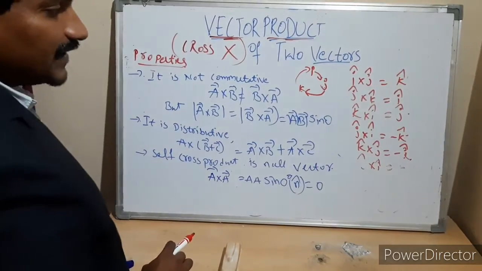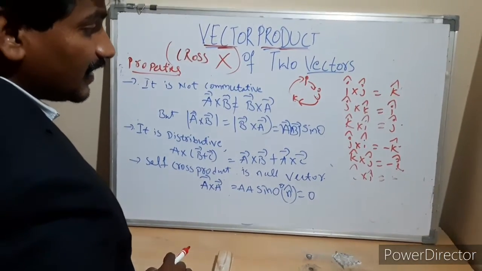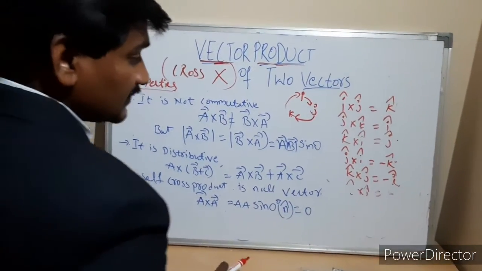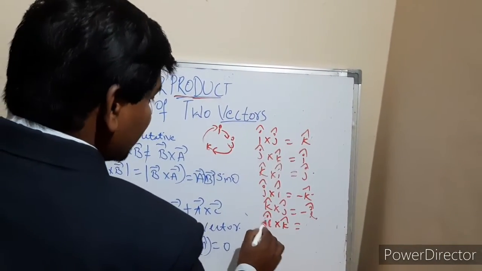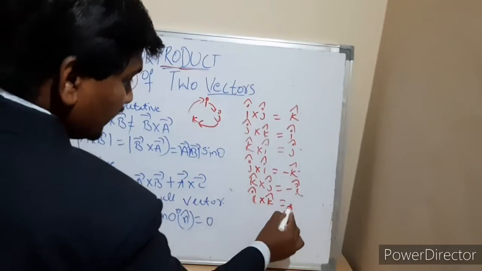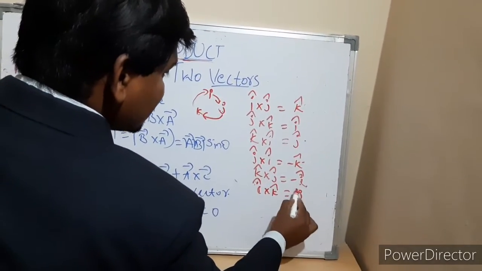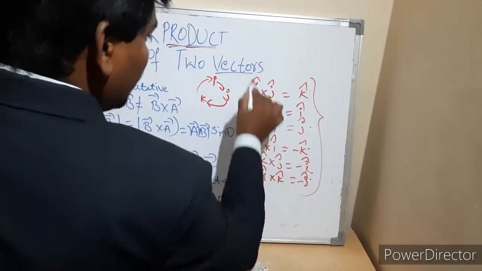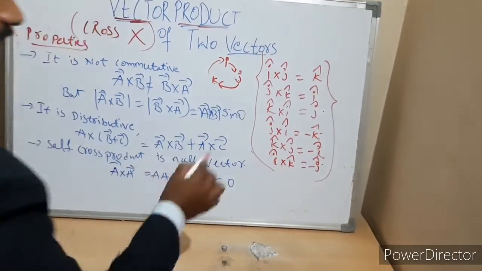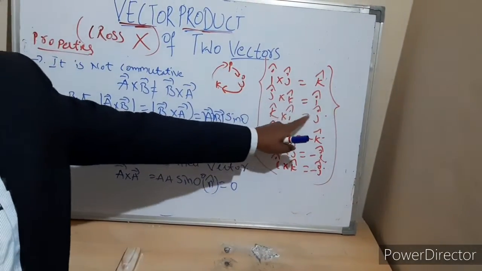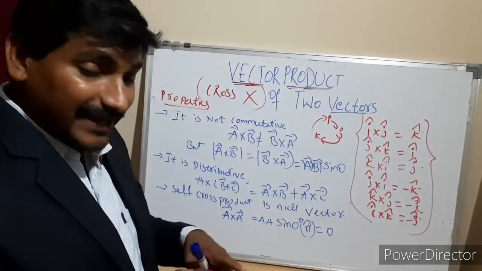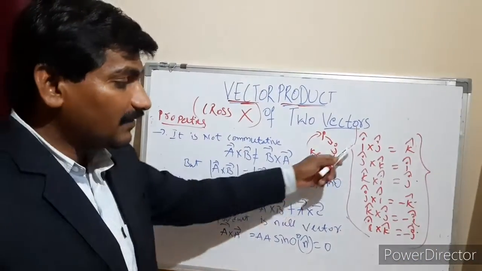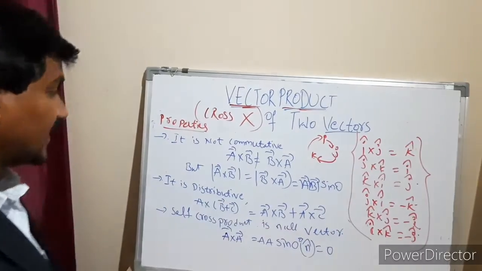Next, one more thing is that k cross j is i, and i cross k gives us minus j. So this is for all the vectors which are perpendicular, orthogonal. For these, the cross product gives the maximum result, but vectors in the same direction will not give you the maximum result. That we will check now.